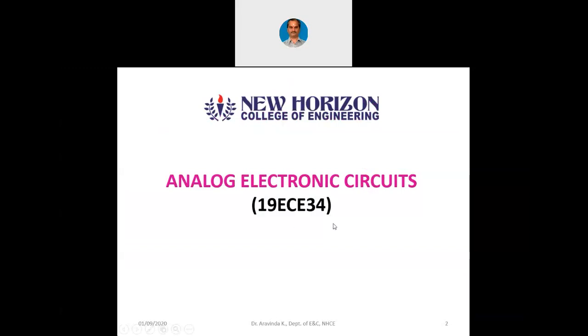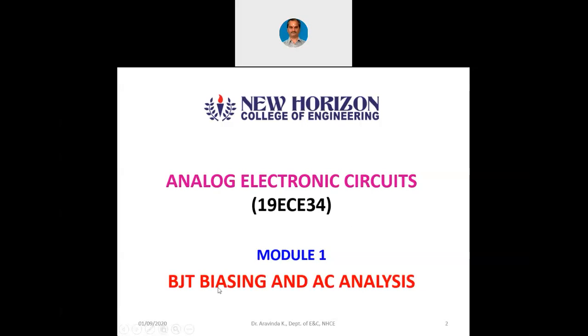Analog Electronic Circuits. The code is 19EC34 and module 1. The name of this module is BJT biasing and AC analysis. If you want to see the syllabus, you can always download the syllabus from the college website. In the Department of Electronics and Communication tab, you will find the course contents or the program contents. You can download the complete PDF.